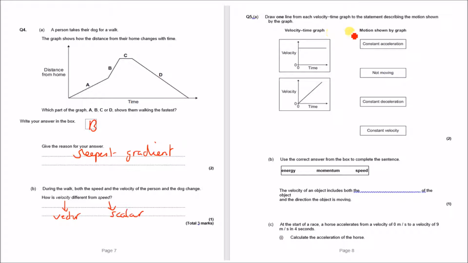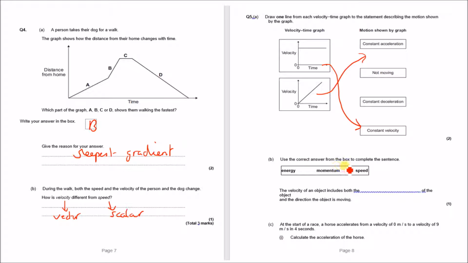Right, the next one, draw one line from each velocity time graph to the correct statement. So we know this is a constant velocity, and if we have a constant velocity, it moves at a constant speed. They mean the same thing. And when you change the velocity, a change in velocity here means that you get acceleration. And this is a constant acceleration because it's a straight line.